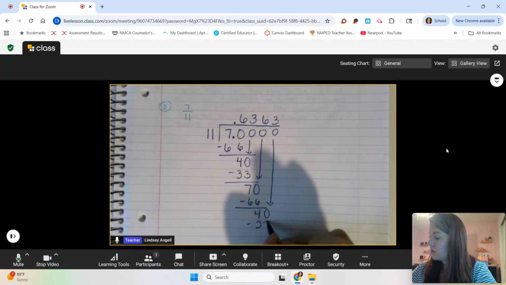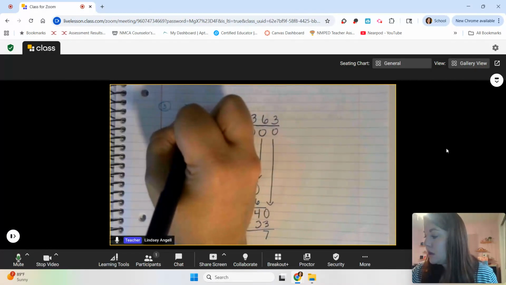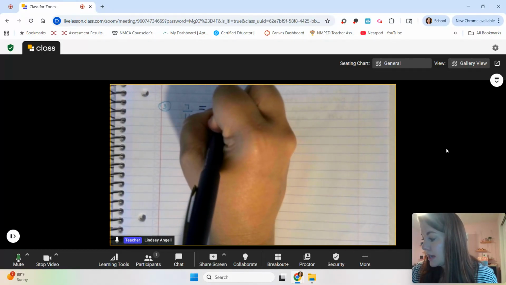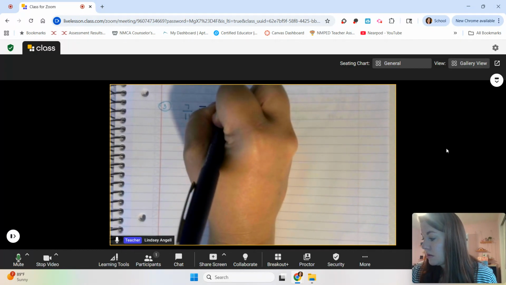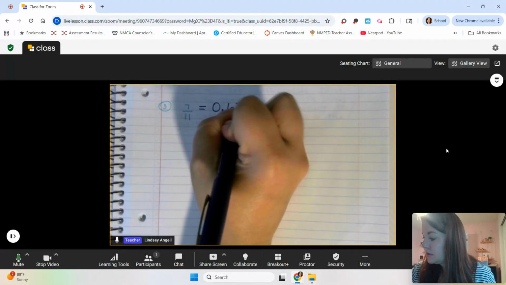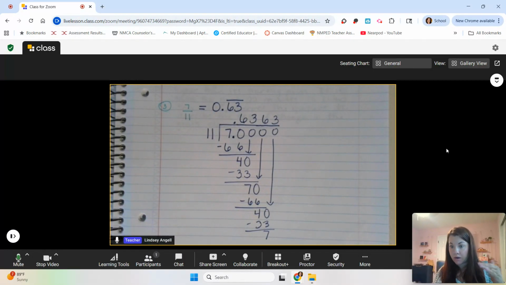So this tells me it's a repeating decimal, okay? Once you figure out that you're in a repeating decimal, what you can do is you can stop and you can write it as, in this case, we would have 0 and, right, I have a 0 because there was no whole number, 0 and 63 repeating. And you're just going to put that bar over the 63, and that tells us it's just going to go on and on with that pattern forever, okay?